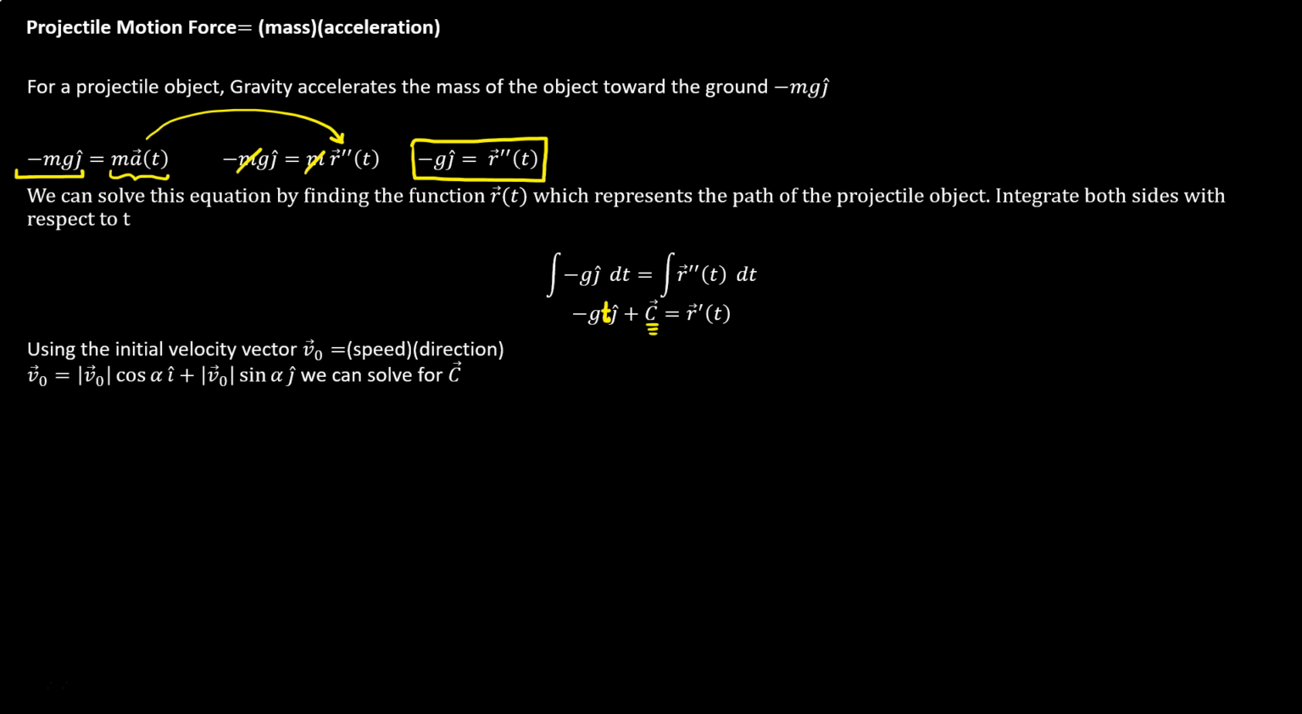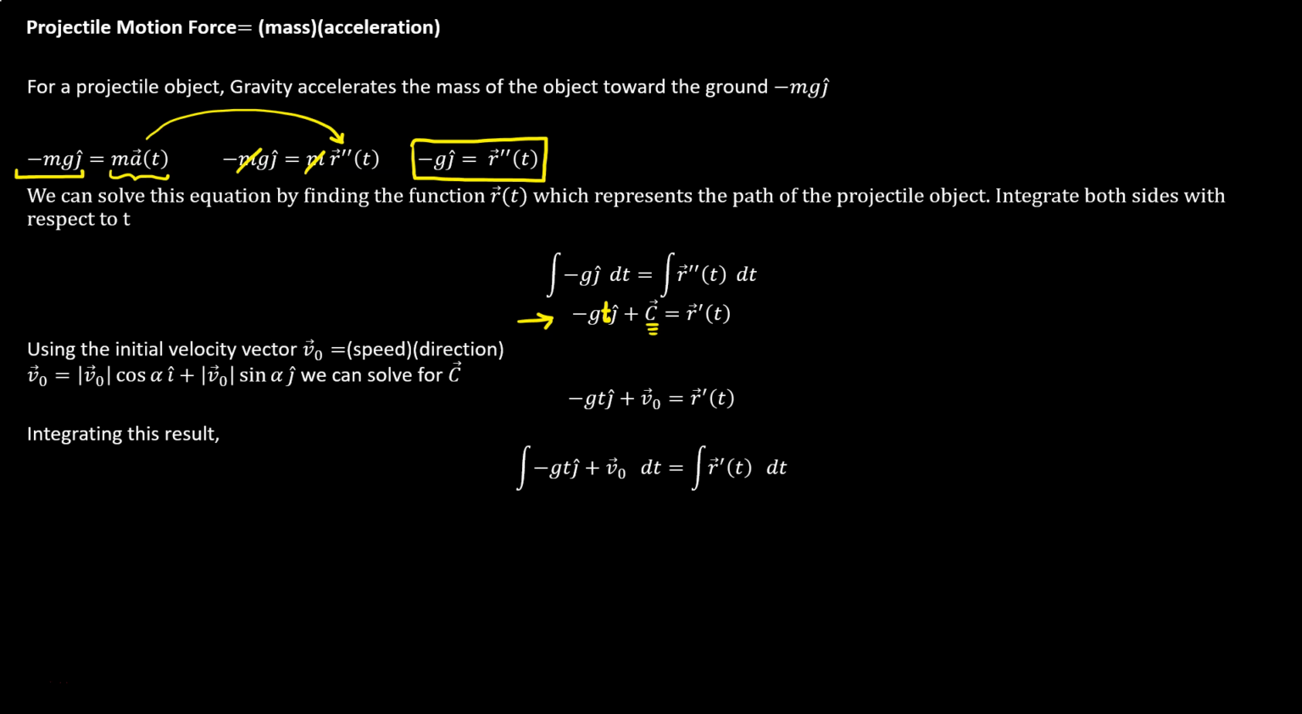If our initial velocity vector can be represented using v0, then we can use this as an initial value problem. Plug t equals 0 into the equation that we have here. We would get 0 plus c is equal to r prime with 0 plugged into it, which is v0. So we can see that c has to be that initial velocity vector. If our goal is to get that position vector, we need to integrate one more time.